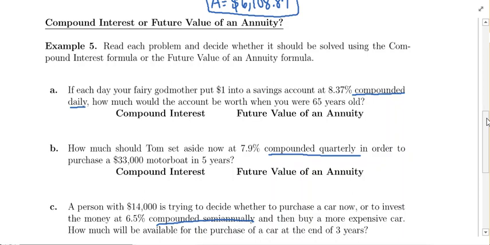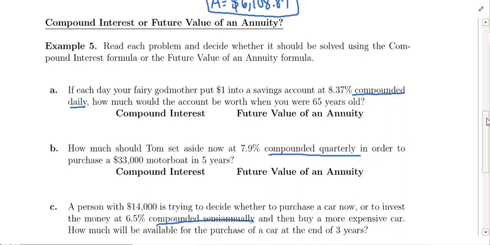All right, so hopefully you've gone through all the 11 situations. We're going to start discussing which formula is the correct option for each problem. So let's take a look at part A.